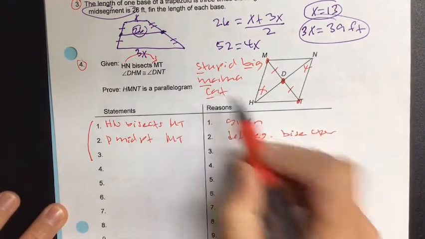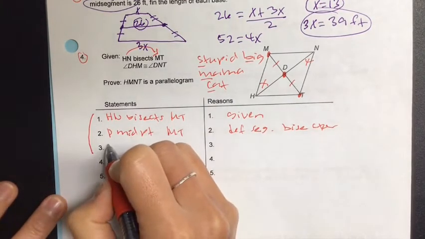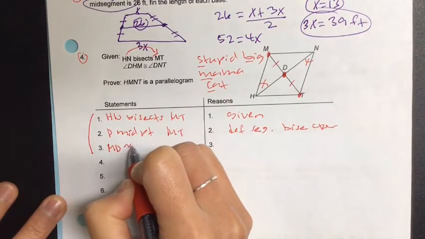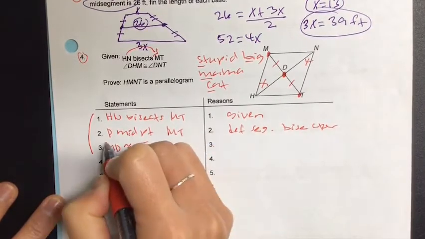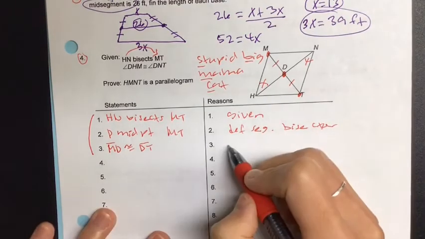And then a CAT stands for congruency. So what 2 segments are congruent to? MD and DT. MD is congruent to DT. And to be perfect, I should put a segment symbol above it. And that's by definition of a midpoint.